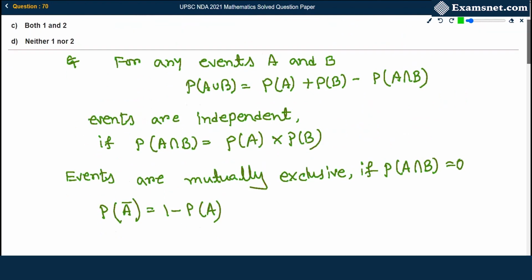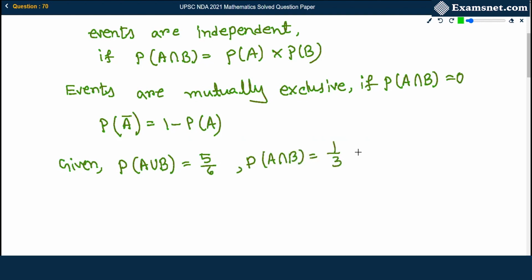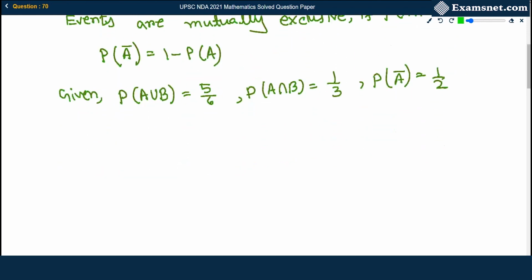Fine. So here given, probability of A union B is 5/6, probability of A intersection B is 1/3, and probability of A bar, that means the complementary event of A, is half. So from here we can easily find the probability of event A. So it's half, right?